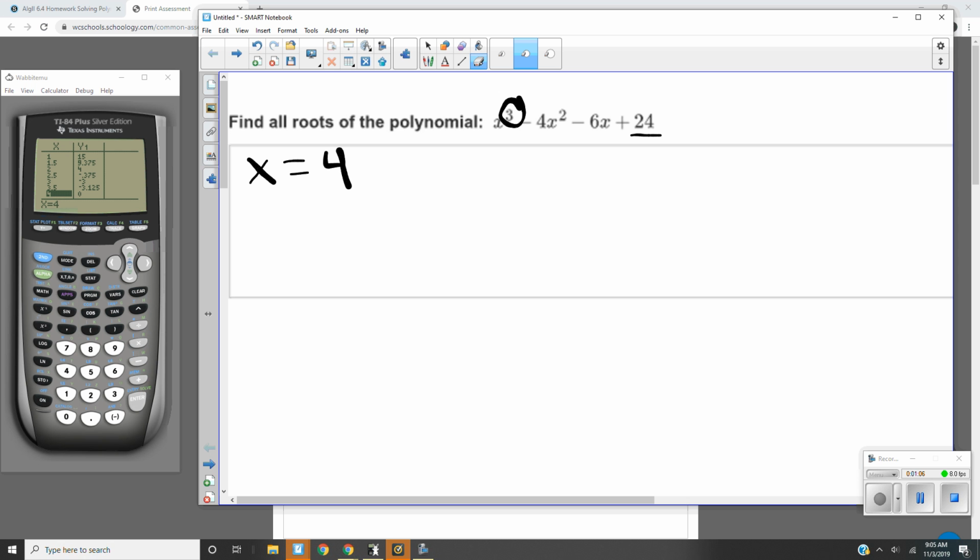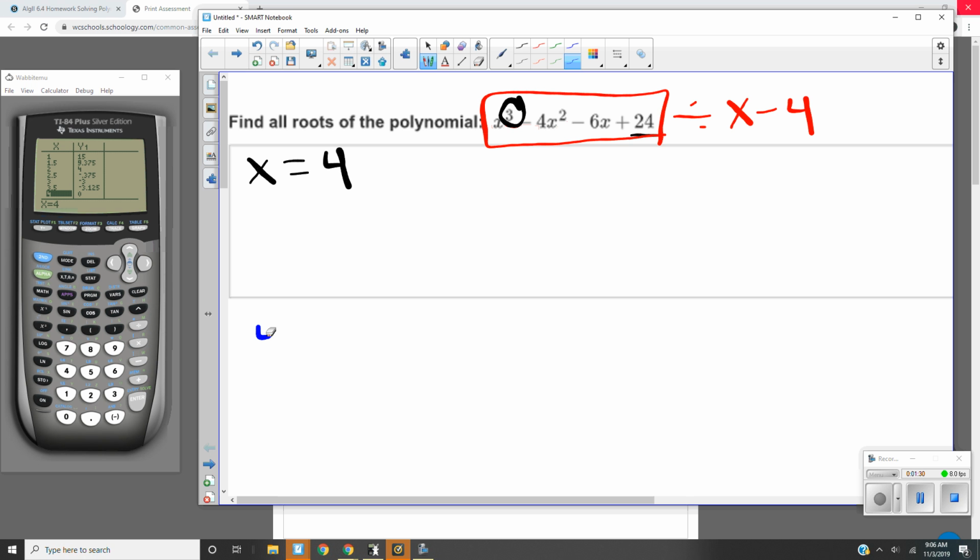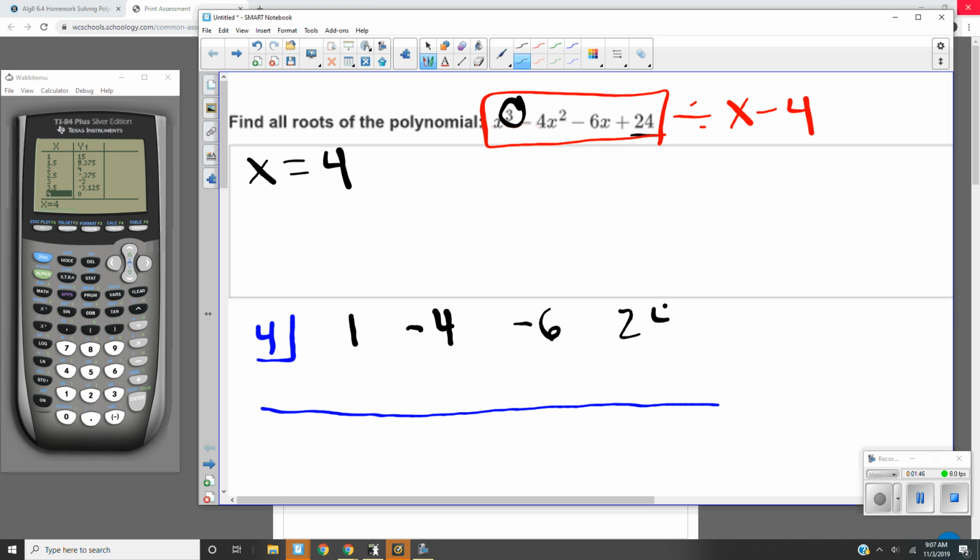Now from there you can find the other 2 solutions a couple of different ways. Both involve division. So if you're a fan of long division, you're going to divide the original problem by x minus 4. If you're a fan of synthetic division, which is what I'm going to use here, you're going to set up your synthetic division problem, where 4 goes in the box there because it is a solution. And our coefficients go across the top: 1, -4, -6, +24.